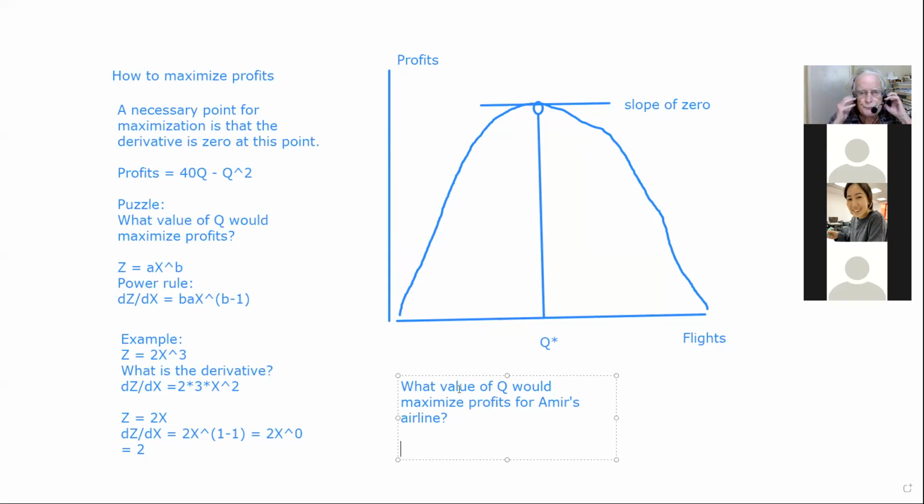Professor, is the answer 40? So your calculation is if Q is equal to 40, then we would be maximizing profits in this case. Okay, let's see. We know that we need to set aside the first order condition. In this case, that is the derivative of profits with respect to price Q is equal to 0.